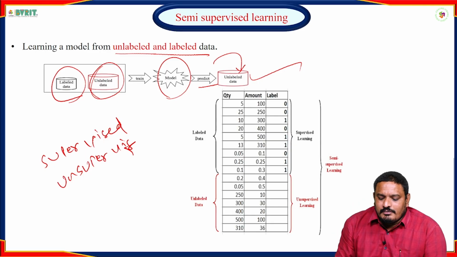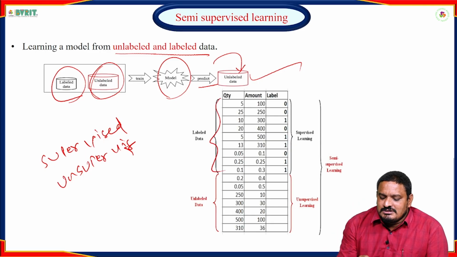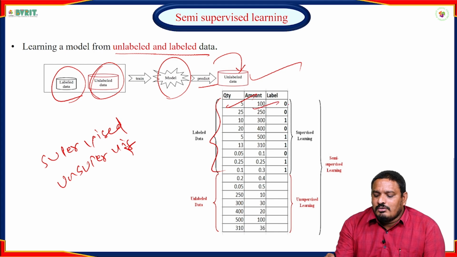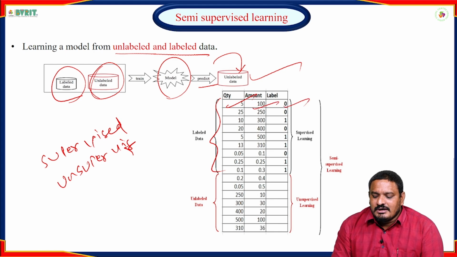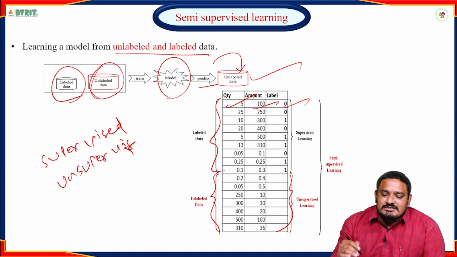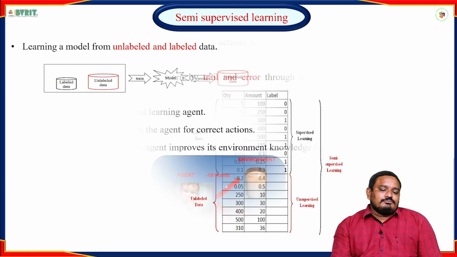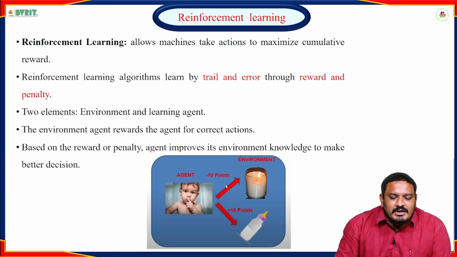See this example. This is the unlabeled, this is the labeled data. Labeled data means we are giving the quantity, amount as well as label. That is called supervised. Unsupervised means unlabeled data. We are not giving any output. So this type of algorithm is called a semi-supervised learning algorithm.